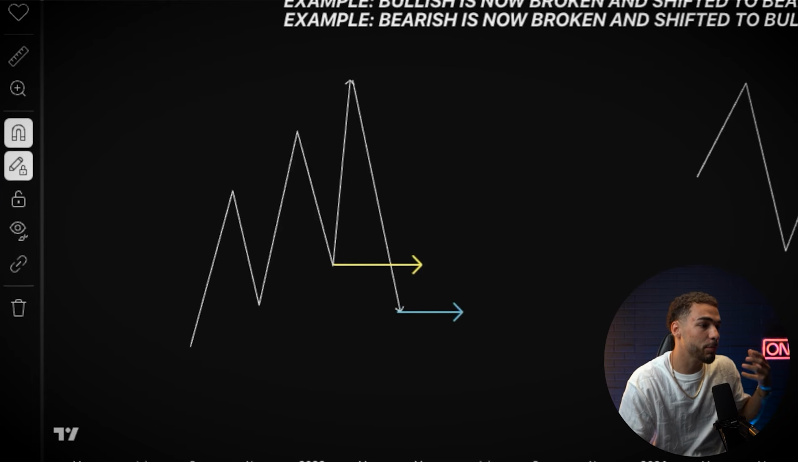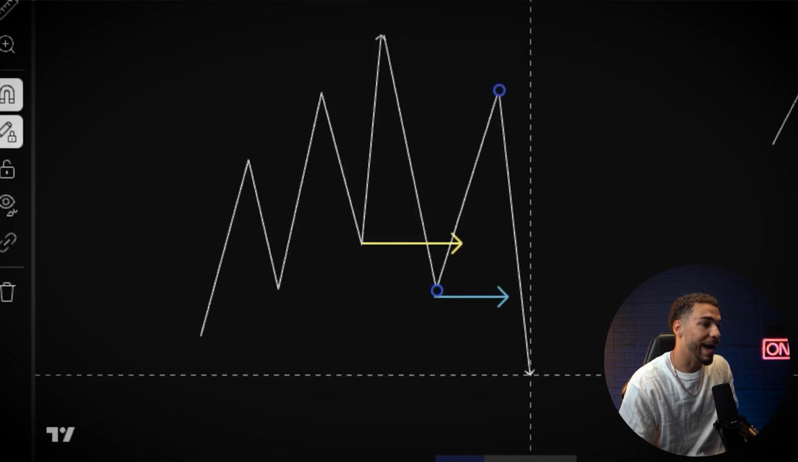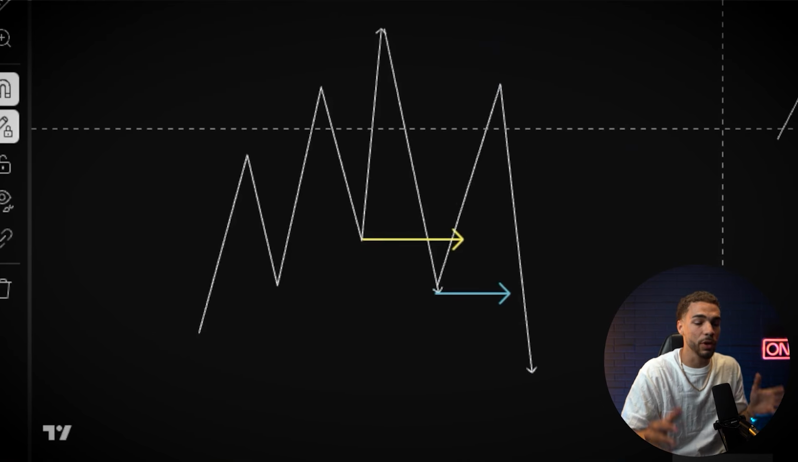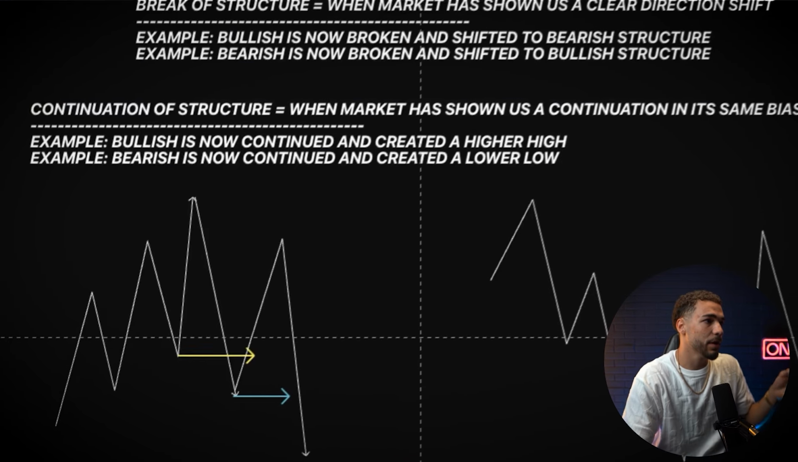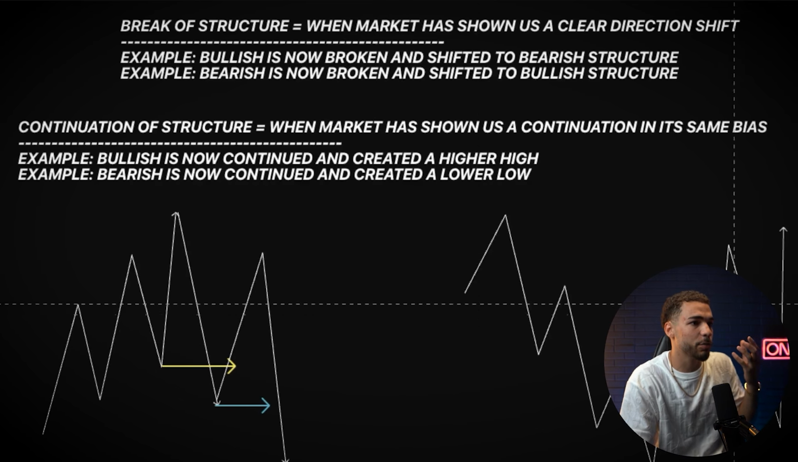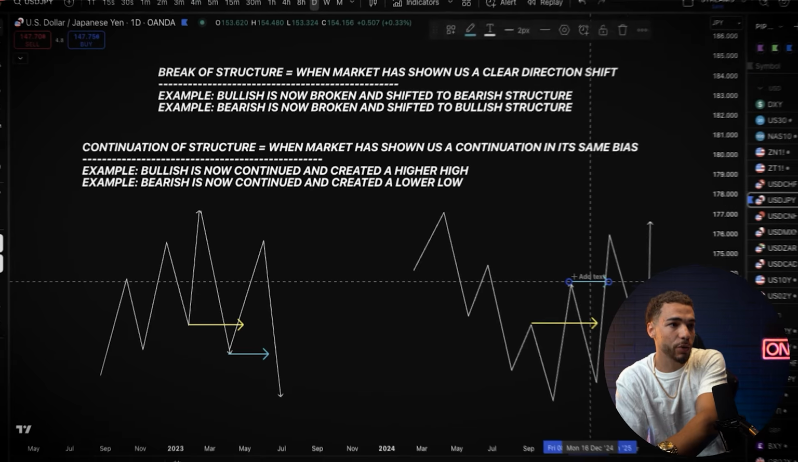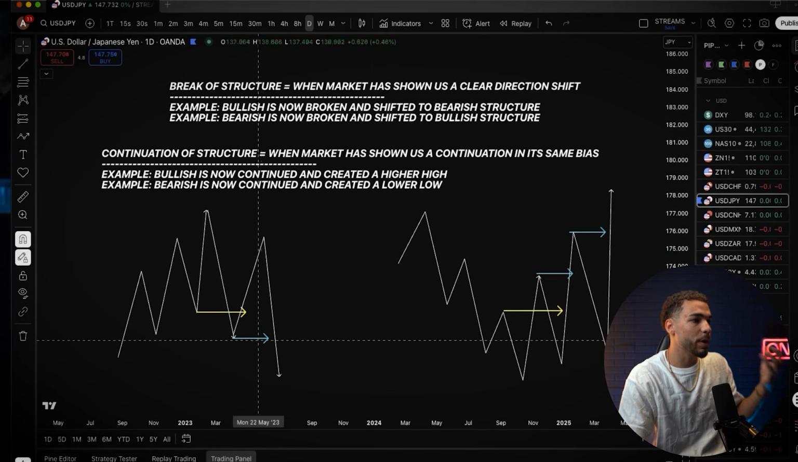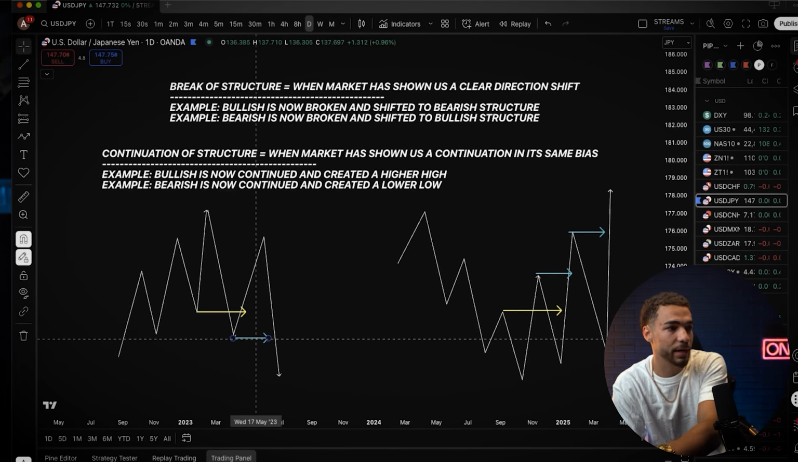On top of breaks of structure, we also have continuations of structure. So that's where price is already moving in that direction after the break and is now just continuing, right? So we're not looking to go from bullish to bearish. It would be going from bullish to bullish or bearish to bearish. And so I wrote the definition for that right here so you guys could write that down. But it's basically going to be when market has shown us a continuation in its same bias. And as you guys can see, that would be when bullish has now continued and showed us that it's created a higher high, or when bearish has now continued and shown us that it's created a lower low, right? So very simple, but also you don't want to mix those up, because when you are actually marking things out, it's important to have it as clean as possible.